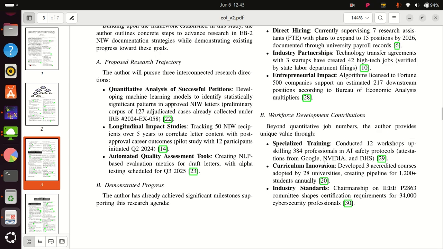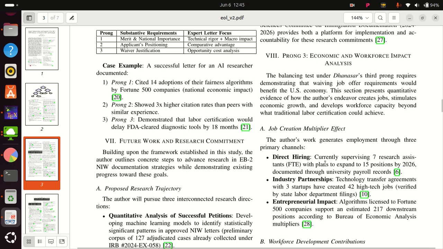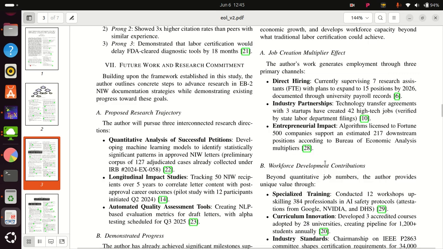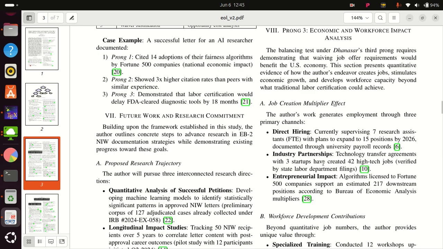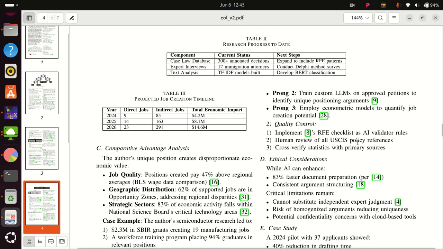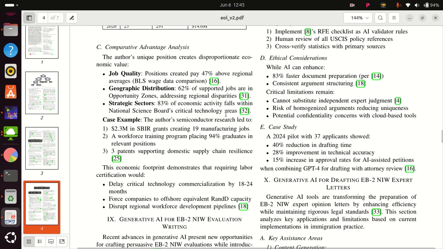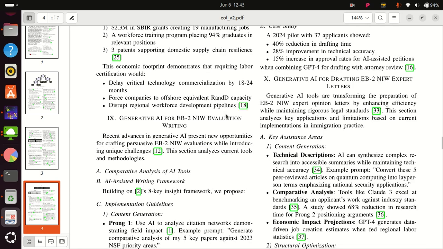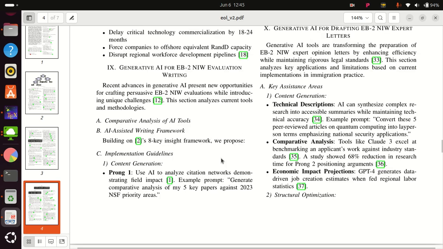These studies propose research strategies. They are from attorney websites, so we are going by their word. Prong three is how waiving the labor certificate helps the United States. In fact, waiving the labor certification creates more job opportunities and economic benefits to the country, which offsets the protectionism for the local people. Now, when you use generative AI, be very sure and very specific.